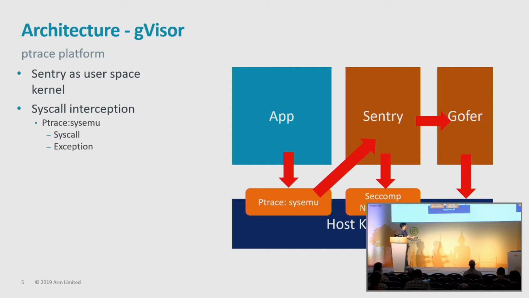When the container application is going to execute a syscall, it will actively stop, and then the user space kernel in the Sentry will check the information from the general purpose register. Then the user space kernel will simulate the syscall in the user space. Please see the orange boxes here: sysemu, seccomp, namespace. For the ptrace platform, these three features in the host Linux kernel should be enabled first.